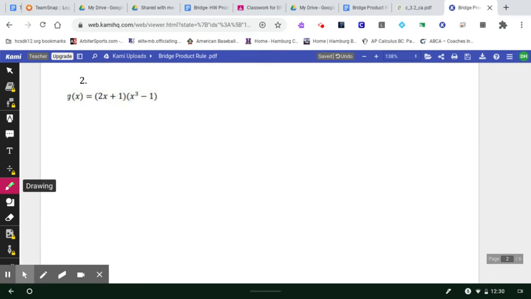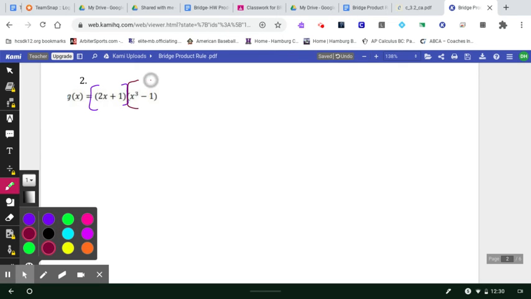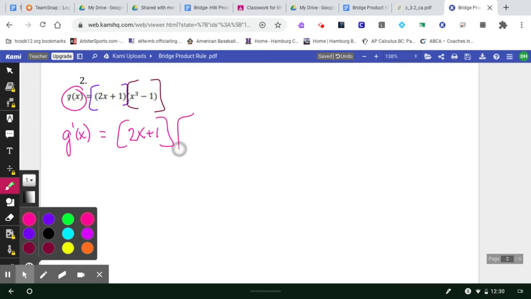So again, I'm going to bracket in the first term, and I'm going to bracket in the second term, and I'm going to say, do I see x's on both sides? The answer is yes, so I'm going to apply the product rule. So g of x becomes g prime of x, and I'm going to go, okay, it's the first plus the derivative of the second, plus now leave the second, times the derivative of the first, which is just 2.